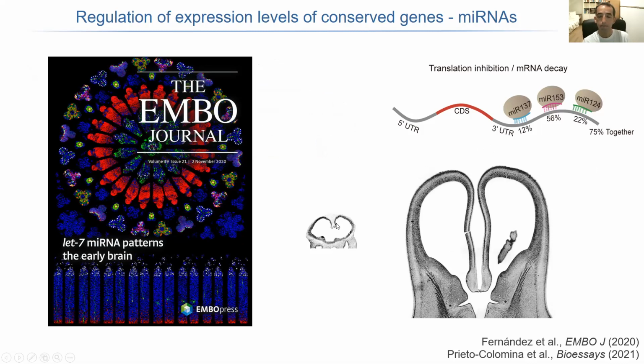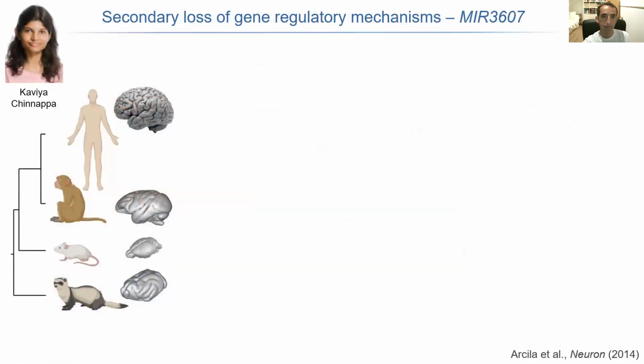So to understand mechanisms that will be involved in that secondary reduction of cortex size that occurred in some species, like, for example, rodents, we decided to focus on microRNAs. And this has been the work of the PhD thesis of Kavya Chinappa, a student from India that we've had in our lab. She's not with us anymore. And so with Kavya, we decided to focus on this particular microRNA, MIR3607. The reason being because of the initial observations in this microRNA.